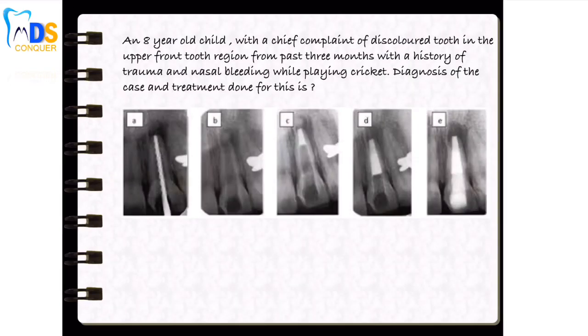So these are the case-based approaches where you have to find out the solution. So the question is, an 8-year-old child with a chief complaint of discolored teeth, keyword discolored teeth, in the upper front tooth region from the past 3 months, with a history of trauma and a nasal bleeding while playing cricket, and the diagnosis of the case and the treatment done for this is. So they have given some clinical pictures of the treatment also.